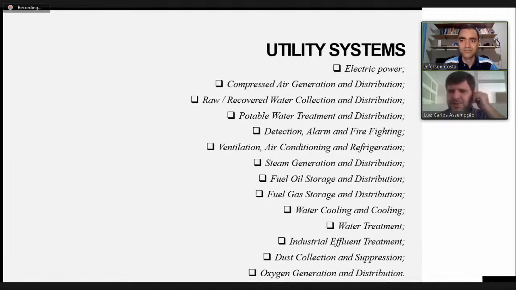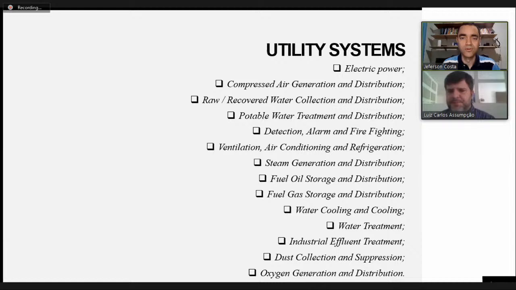Detection, alarm, and firefighting. Ventilation, air conditioning, and refrigeration systems. Fuel oil storage and distribution. Fuel gas storage and distribution. Water cooling, water treatment, industrial effluent treatment. Dust collection and suppression, and oxygen generation and distribution. There are other utilities that are not here, but I think these utilities are very important for any kind of industry.